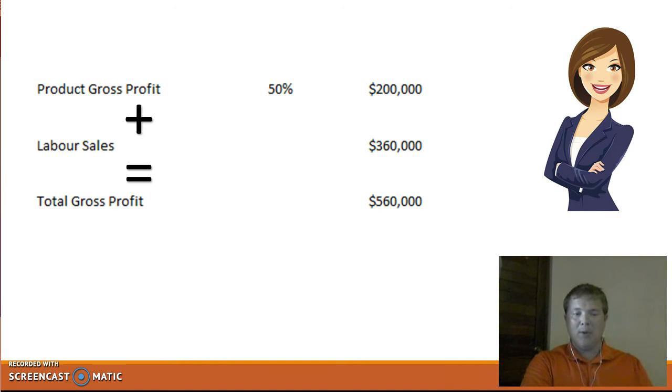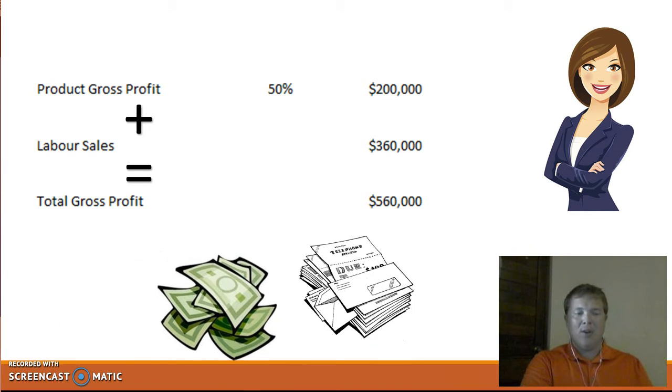Now, here's the important thing about total gross profit. This is the money that Anne has to pay all of her bills. If she doesn't have enough total gross profit, she's going to lose money.